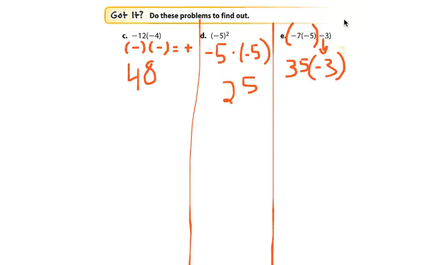Well, now we have a positive times a negative. So if they're different signs, that means my answer is going to be negative. So the question is now, what is 35 times 3? All right, so I know it's going to be negative. So 35 times 3 is 105. So my answer should be negative 105.